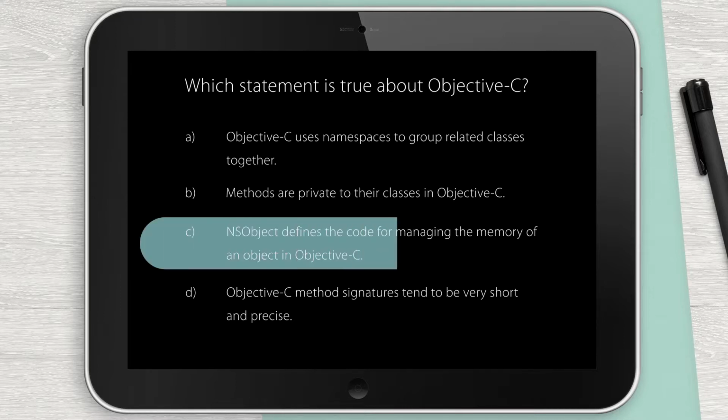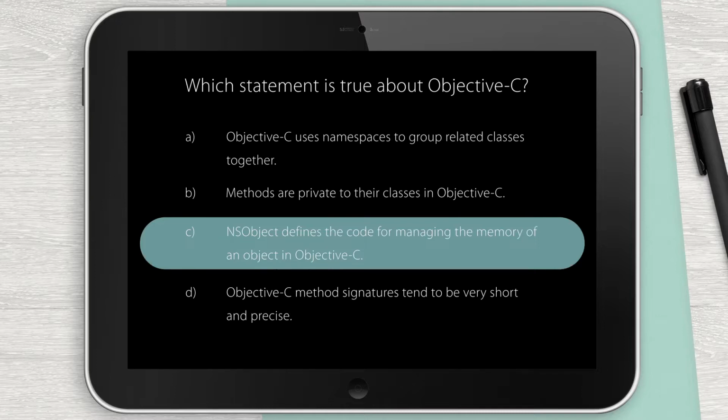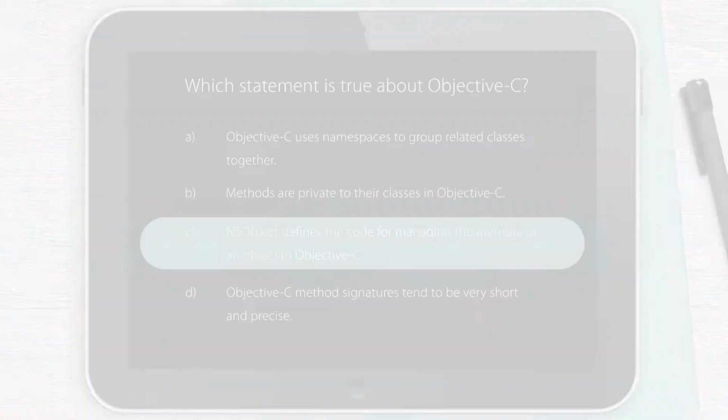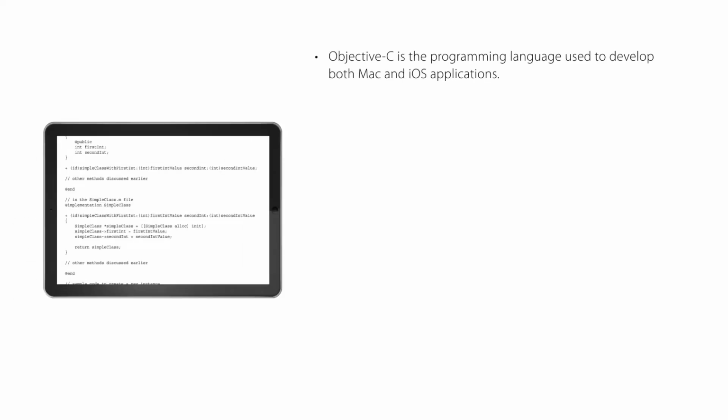If you thought option C was the correct answer, you are right. While there are no namespaces in Objective-C, methods are public and visible to other classes. Most classes inherit from NSObject in Objective-C, and signatures in Objective-C tend to be long and explicit. Here is a recap of the key points covered in this session.